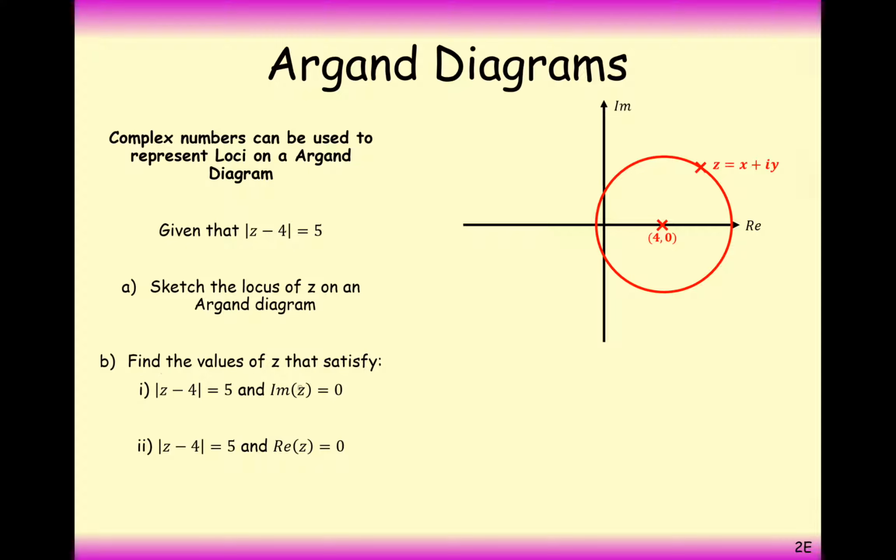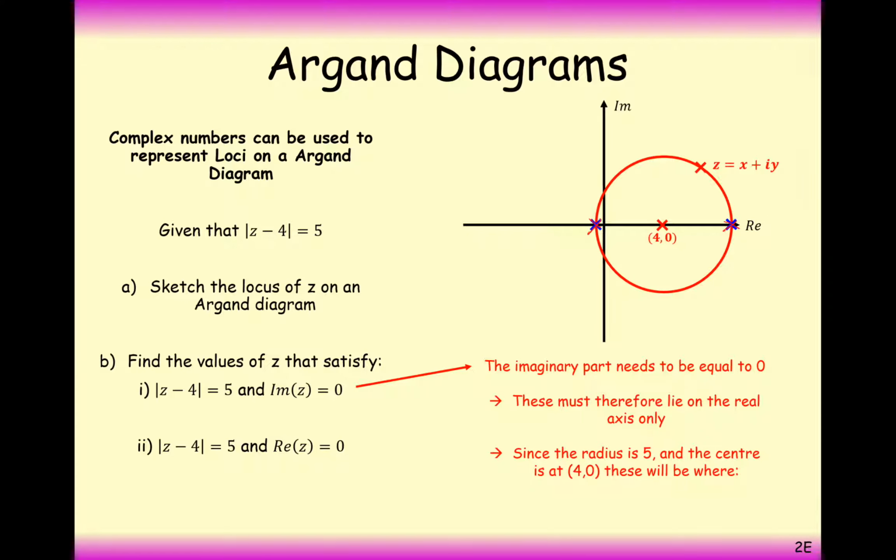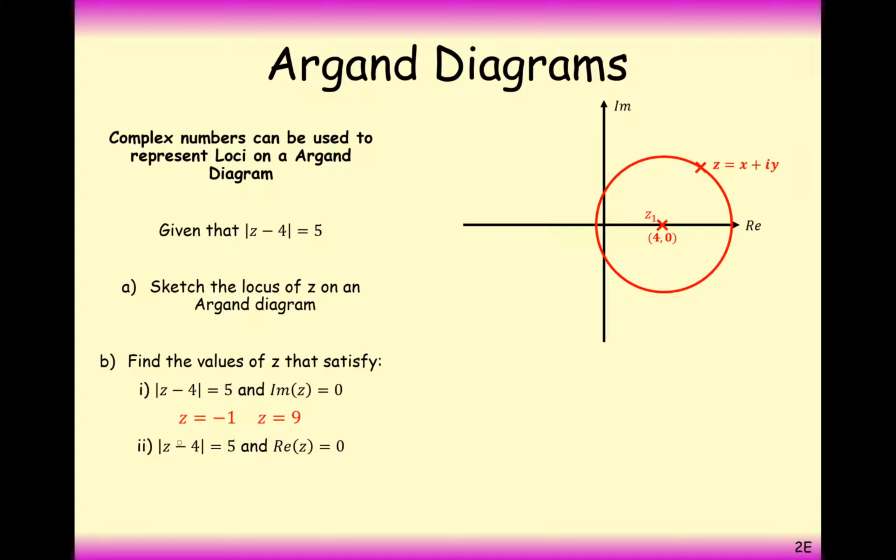So let's go ahead and answer these subpart questions. Find the values of z such that the imaginary part is equal to 0. Well, if the imaginary part is equal to 0, it's going to be these two complex numbers here. If it has a radius 5, then it's going to go out to coordinates of minus 1 and 9, just like we mentioned earlier. A slightly more difficult problem would be find the intersection of points where the modulus of z minus 4 equals 5, and the real axis, where the real axis equals 0, intersects.